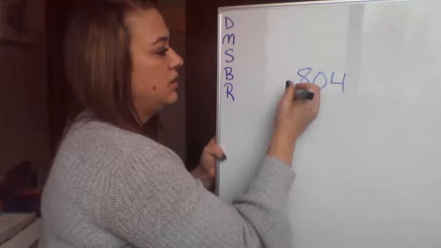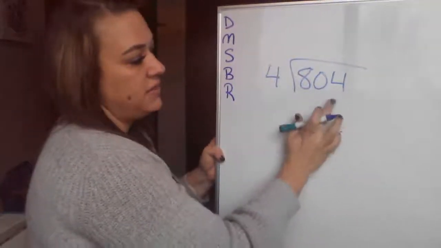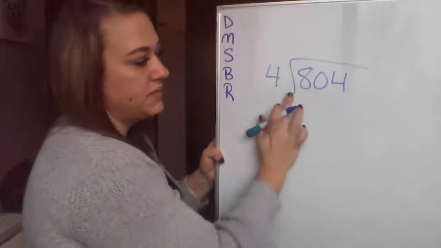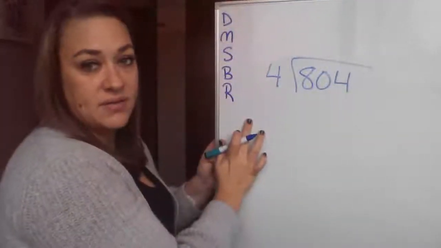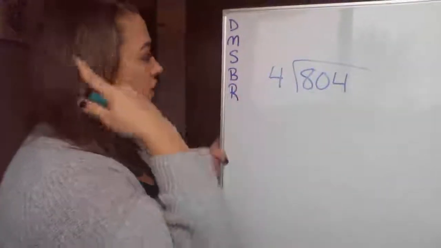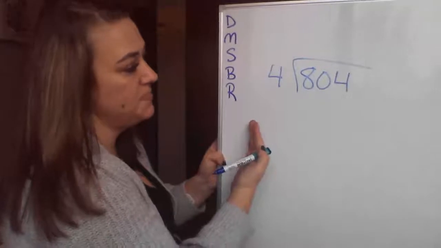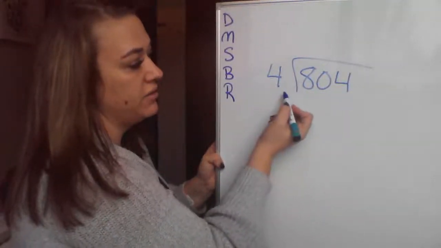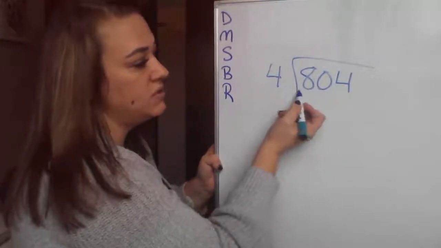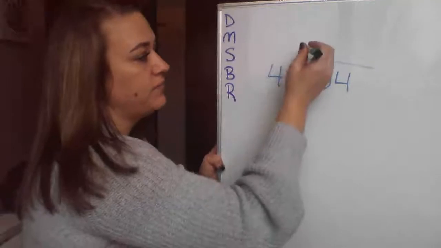804 divided by 4. So our dividend has a 0 in it. We're going to see what that looks like, but we still do all of our steps. Our long division steps don't change. So 8 divided by 4. Well, I know that 4 times 2 gives me 8. So 8 divided by 4 is 2.